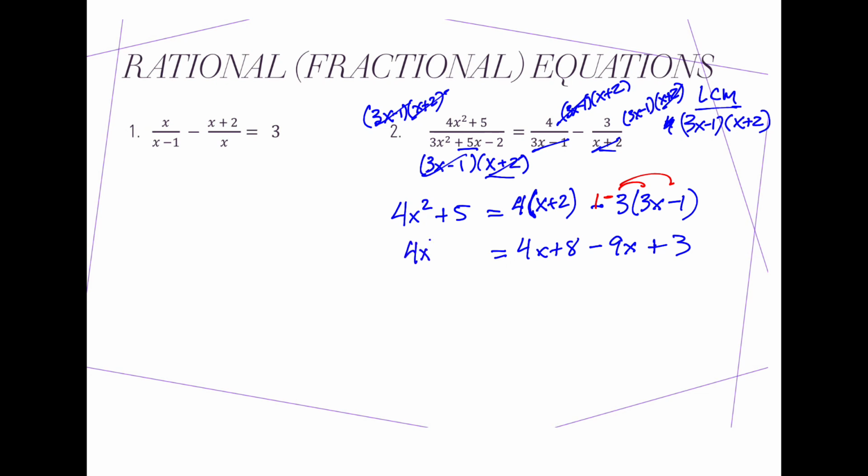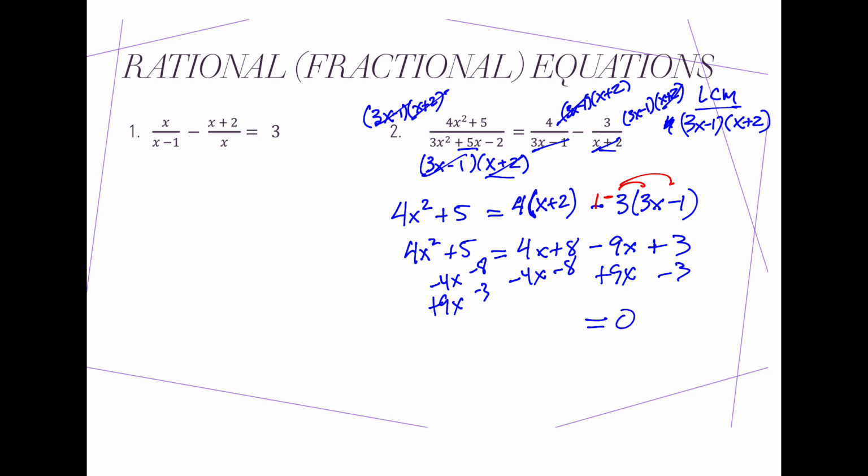And over here I have 4x squared plus 5. This is a quadratic because one of them is squared. So I like to keep the coefficient of the x squared positive. Just makes it a lot easier when you factor. So I'm going to subtract 4x. Just move everything to the other side. Add 9x. Subtract 8. And then subtract 3.